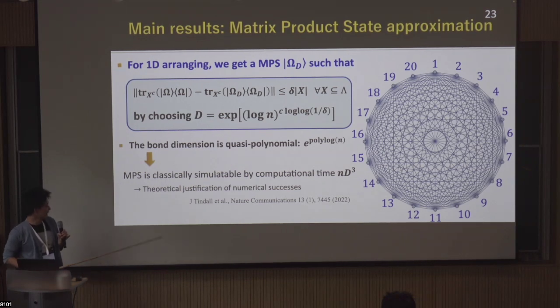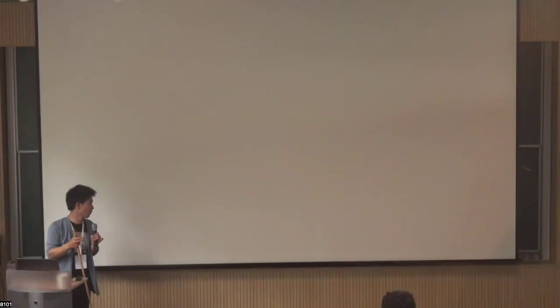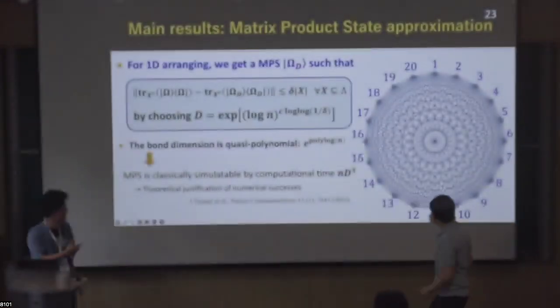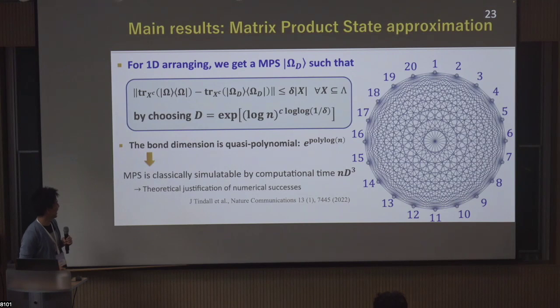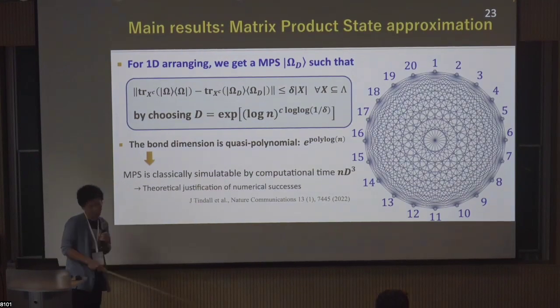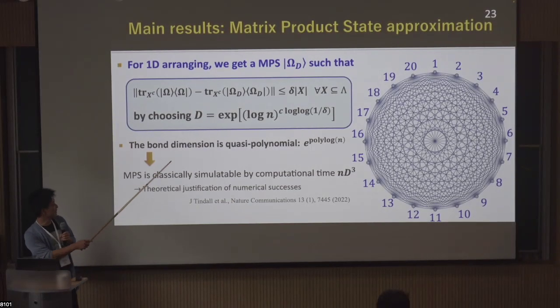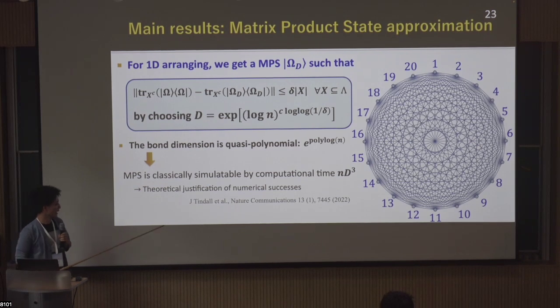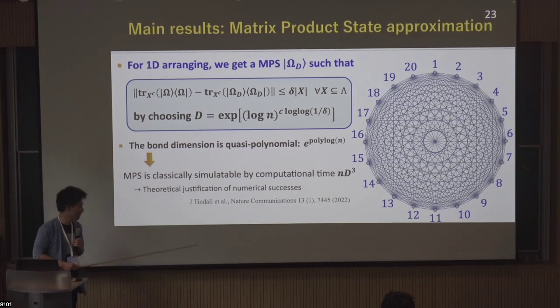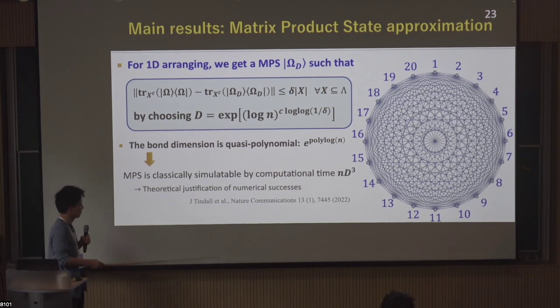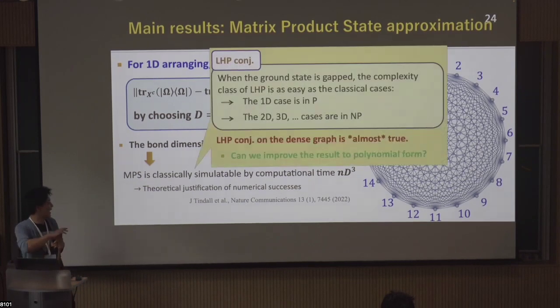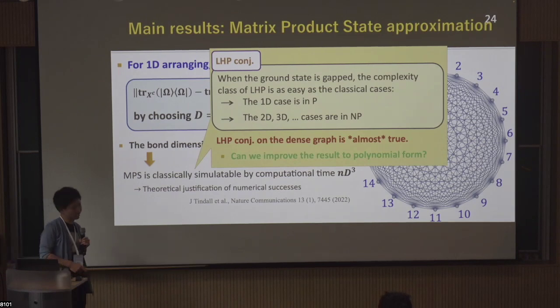And MPS is classically simulatable by a classical computer with cost up to D to the power of 3. So from this fact, we can partially justify the numerical success of the DMRG algorithm for all-to-all interacting systems, for example, in the paper by Tyndall. And this also partially answers the LHP conjecture on fully connected models.